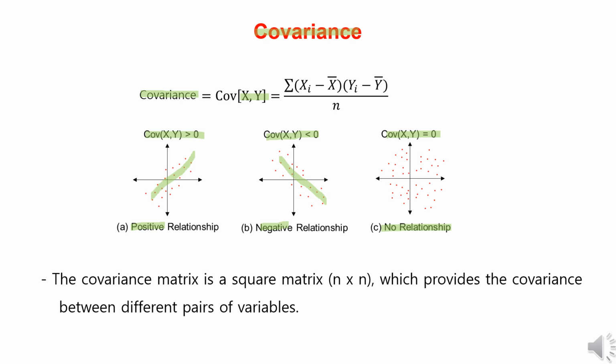The covariance matrix is a square matrix with the same number of rows and columns, and it contains the covariances between different pairs of variables.